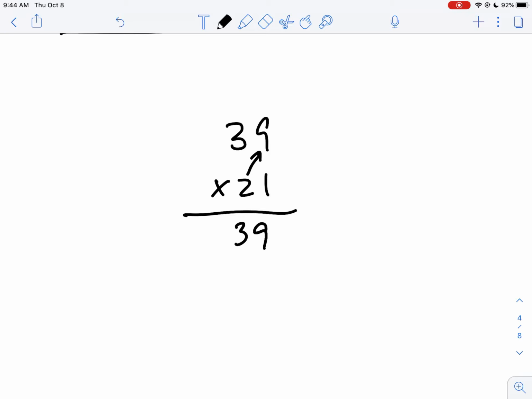And I believe the algorithm teaches us to do the following. We do 2 times 9 and get 18. We put the 8 under the 2 and carry the 1. But you could really just do this instead as well.